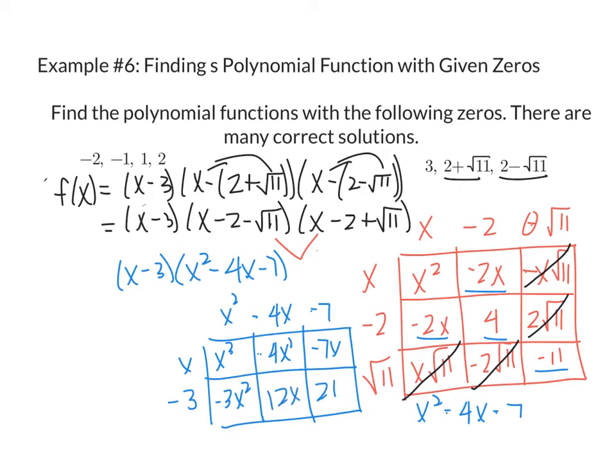So the final answer there, when I combine like terms, is f of x equals x cubed minus 7x squared plus 5x and then plus 21. And again, there are many correct solutions. This is just the way that I'm doing it to give us this answer. Let's try the next one.